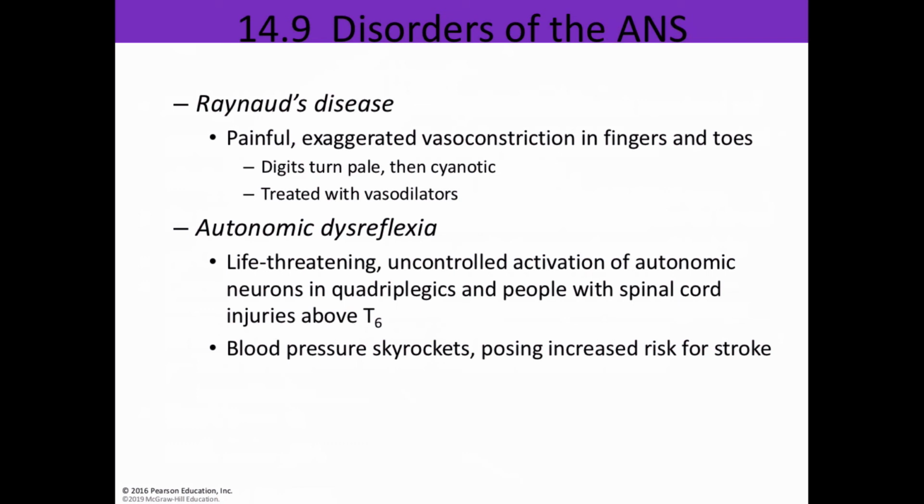This is that life-threatening, uncontrolled activation of the autonomic neurons, class, in quadriplegics and people, class, with spinal cord injuries above thoracic number 6. So blood pressure, class, skyrockets, and of course, this may cause a person, class, to experience a stroke.